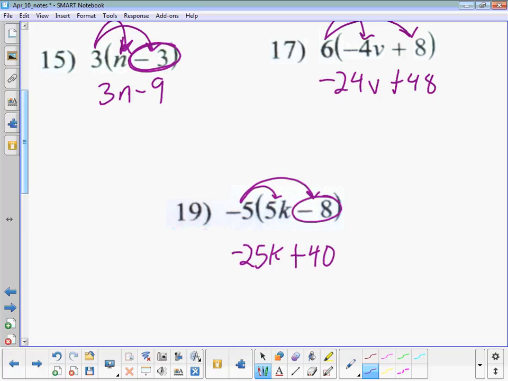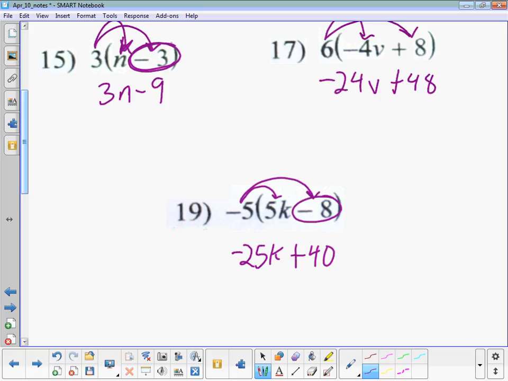It's the multiplication of both things inside by whatever's on the outside. Or you can think of it as groups, and in this case I had to take away these groups. I had to take away 5 groups of 5k, which means I have to take away 25k, and I had to take away 5 groups of a negative 8. Well, that means I had to have a positive 40 there to go. So it's easier to do it through the multiplication.